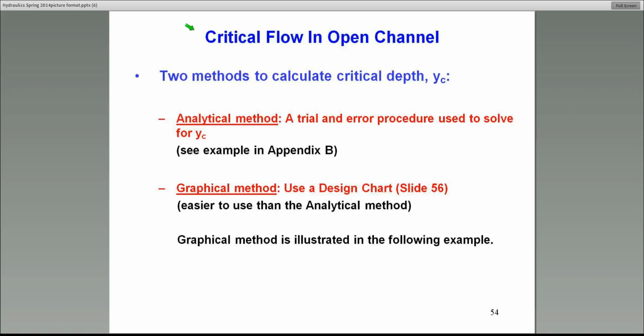So we can use that condition to calculate the critical depth directly, analytically. But the analytical method I have given you, for any other channel cross-section, involves the trial and error method. I've included that in the appendix. The quickest way is the graphical method, which is to use a design chart. I'll emphasize that method for both the critical depth and the uniform flow depth in this particular session. So let's look at how to use this design chart.